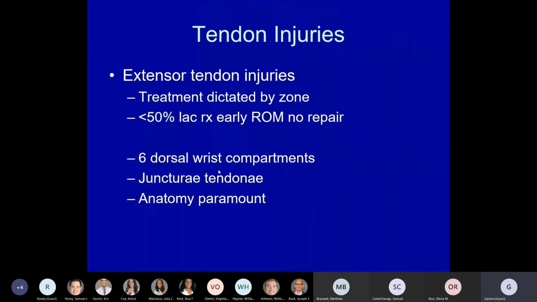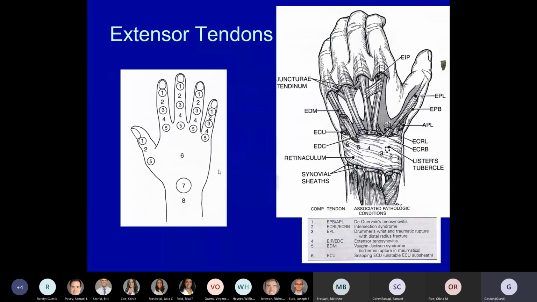All right, tendon injuries. We're going to start with the extensors, and we're going to work by zone. Any tendon injury on the OITE that's less than 50%, your answer is going to be early range of motion, no repair. There's 6 dorsal wrist compartments. You kind of need to know what those are. I think that's more basic than I'm going to spend time going through.